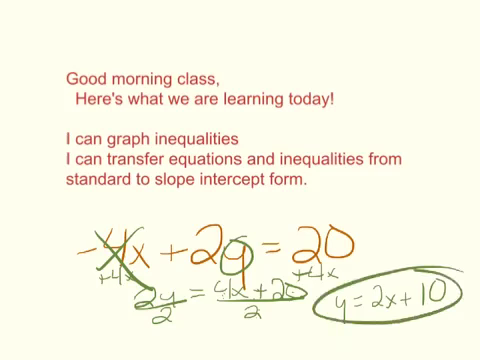That's what we end up with from negative 4x plus 2y equals 20 down into our slope-intercept form, y equals 2x plus 10.